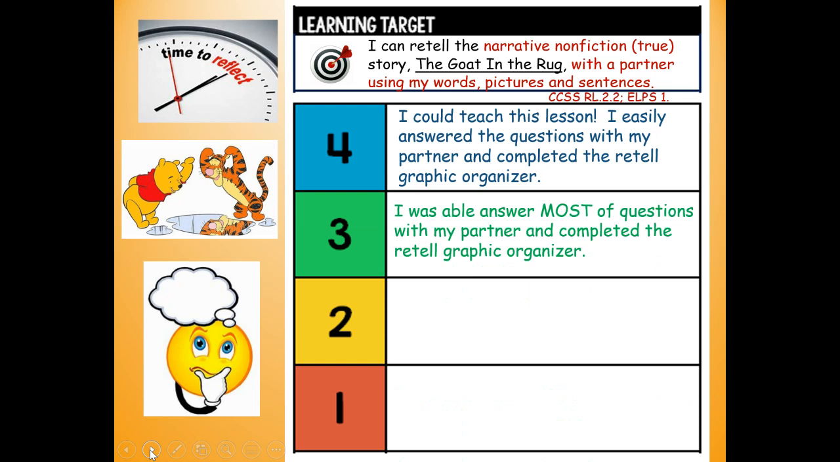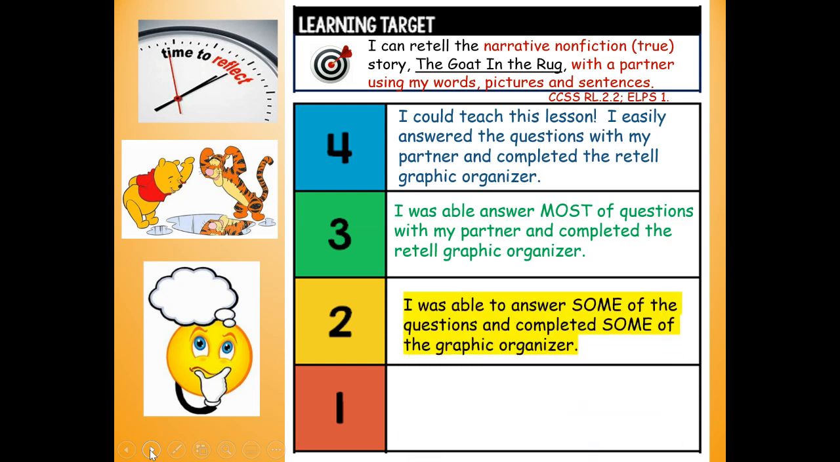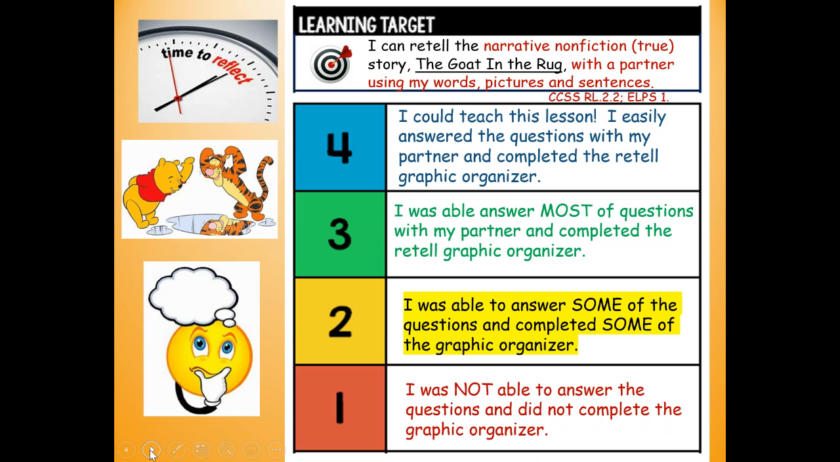3, I was able to answer most of the questions with my partner or Mrs. Pearson and completed the Retell graphic organizer. 2, I was able to answer some of the questions and completed some of the graphic organizer. Or 1, I was not able to answer the questions and did not complete the graphic organizer. Again, our goal is to get a 3 or a 4. How do you think you did, boys and girls?